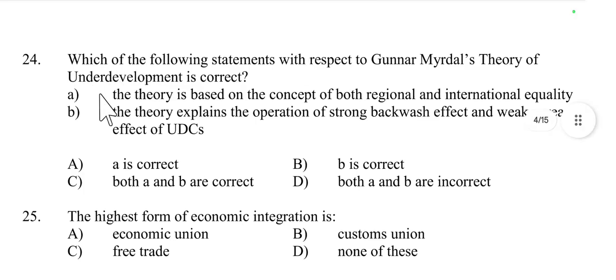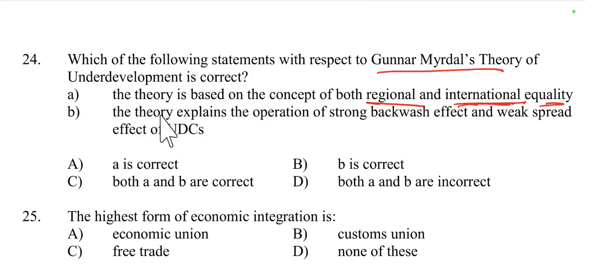Then question number 24. Which of the following statements with respect to Gunnar Myrdal's theory of underdevelopment is correct? First one is, the theory is based on the concept of both regional and international equality. Yes, in Gunnar Myrdal's theory, this is based on the concept of both regional and international equality. Regional equality as well as international equality.